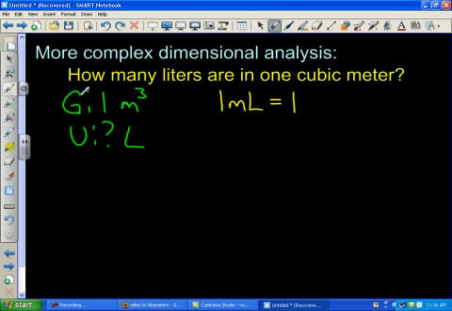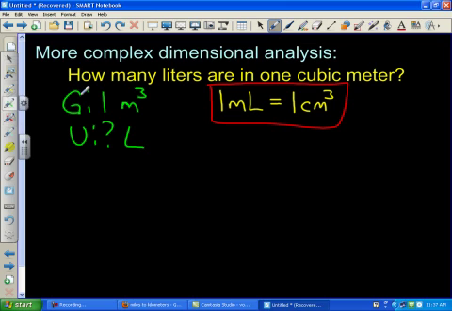Now, I'm sure someone that's clever probably thought, can I just look that up on Google? You could, but if you're on a test, you're probably not going to have Google. You're going to have to do the math. So how do we get there? Well, we already know that 1 milliliter is equal to 1 cubic centimeter. We've talked about that multiple times in class.